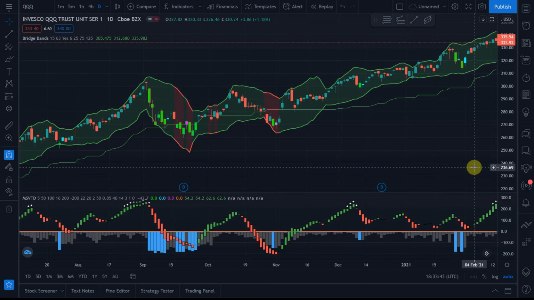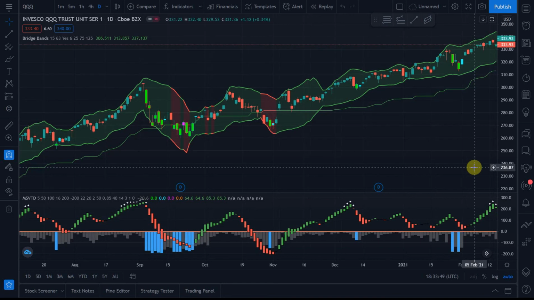Still overbought. Might be a good time. I'd probably sell a little bit here at this point and continue to hold most of it. All right, now it's starting to turn down here, so I'll probably be selling a little bit more at this point.